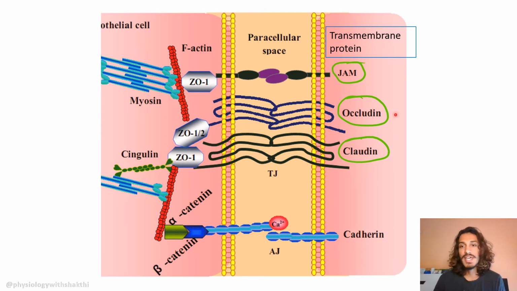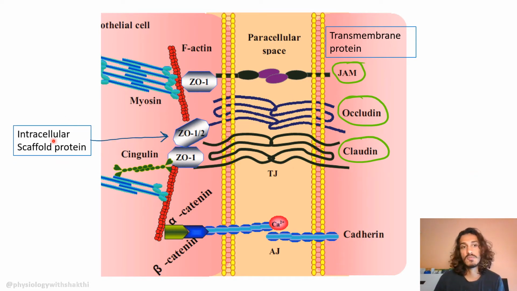And apart from that, there is a peripheral protein which is associated with it. So this is an intracellular scaffold protein called zonula occludens. Okay, so there's an integral protein attached to it, a peripheral protein, and then this is further attaching itself to the cytoskeletal structures. Okay, so this basically decides how much paracellular flow is there. So this is your tight junction.